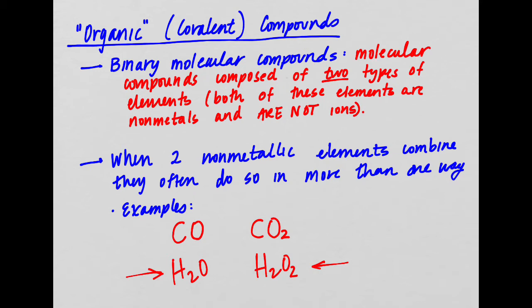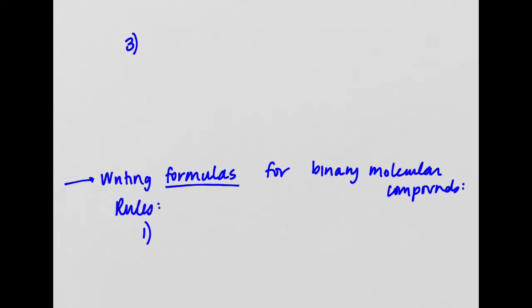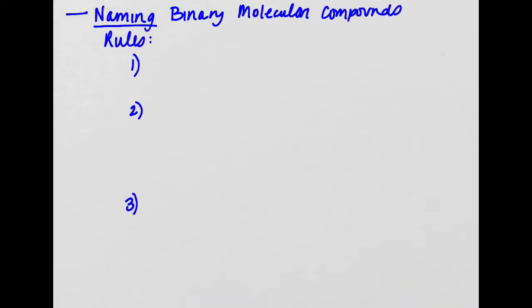So again, another reason why we need to have a set of rules for naming these, not just these two, there's many different types, but for naming these binary molecular compounds so we know which compound we're talking about. So let's look at the rules for naming, and then we'll look at the rules for writing the formulas. So first we're going to look at naming rules.